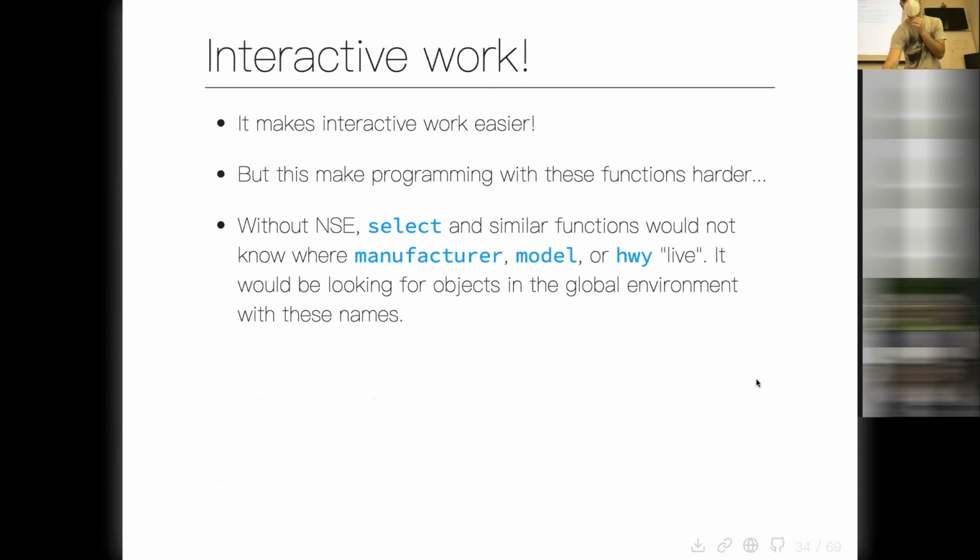However, it does make programming with it much more difficult, okay? Because without non-standard evaluation in that previous example, it's going to be looking for objects called manufacturer, model, and highway, and it's not going to be able to find them, okay? Because it's not in your function and it's not in your global environment.